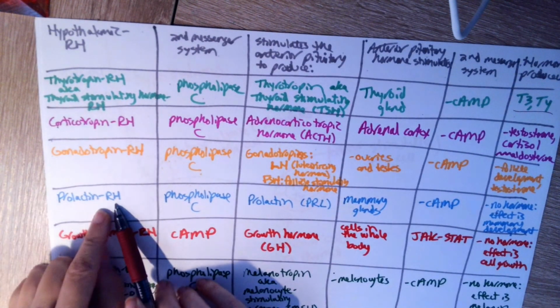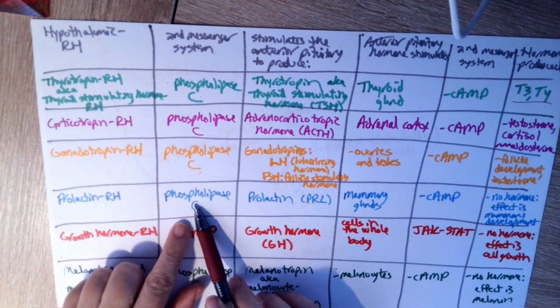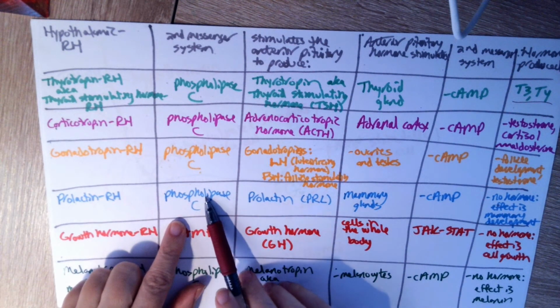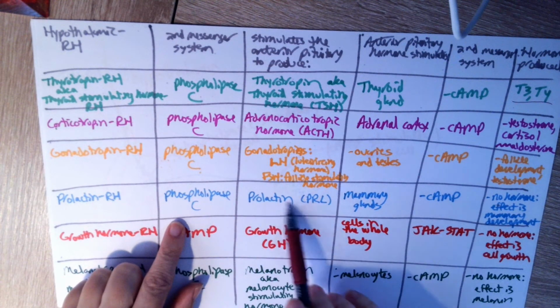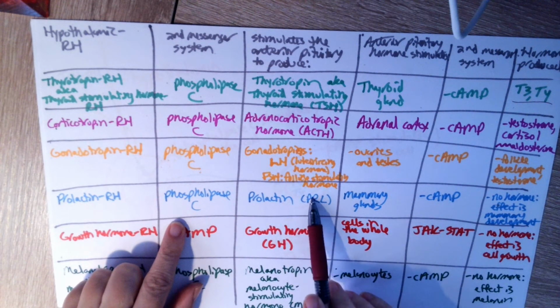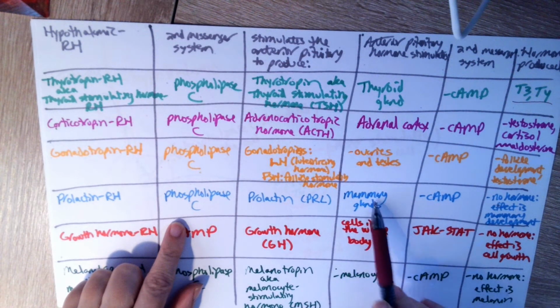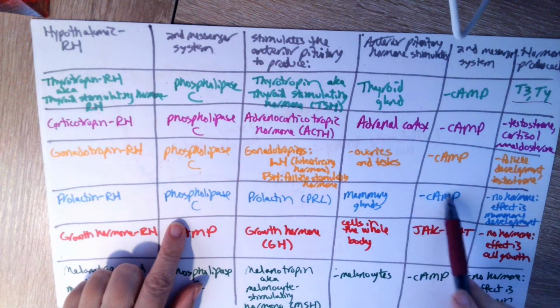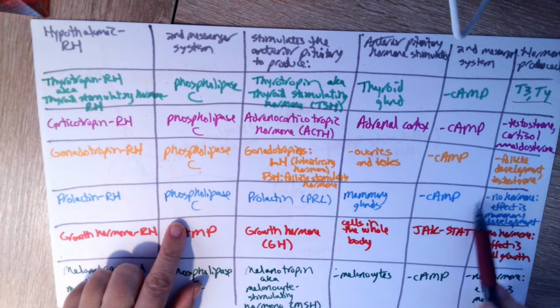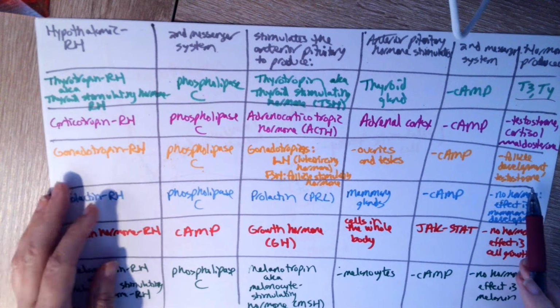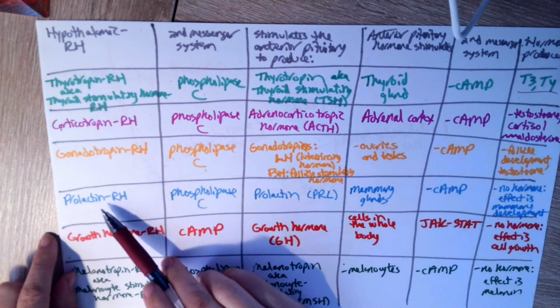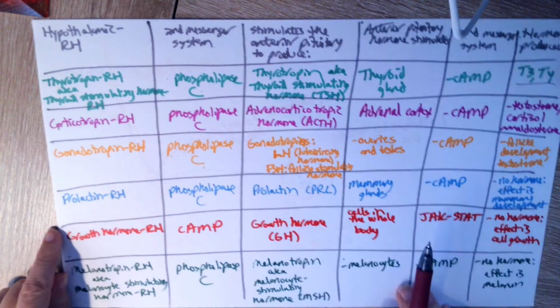Prolactin releasing hormone comes from the hypothalamus, and uses phospholipase C as a second messenger when it binds to receptors in the anterior pituitary, stimulating them to make prolactin, which can be abbreviated as PRL. Prolactin comes out of the anterior pituitary and goes to the mammary glands. When it binds to receptors there, it triggers the production of cAMP, so the second messenger uses cAMP. It doesn't cause the production of a hormone, but it causes the development of the mammary glands. In a male, it's not quite certain exactly what prolactin does, and there is a much lesser amount of prolactin in the male.